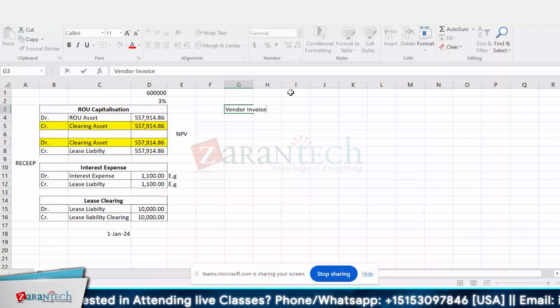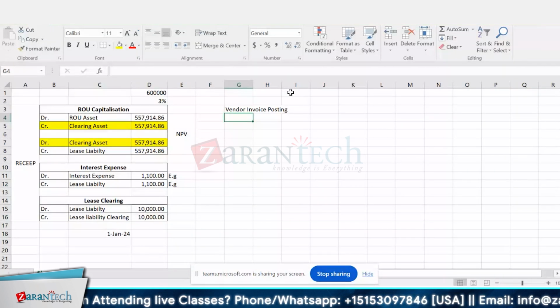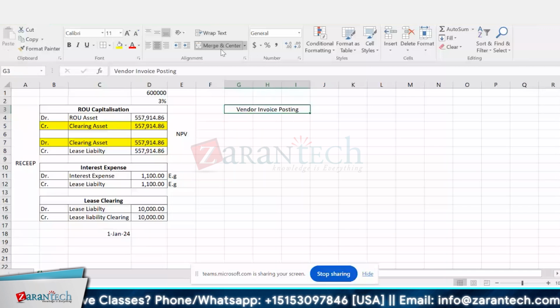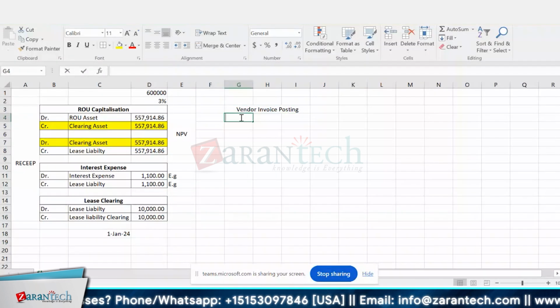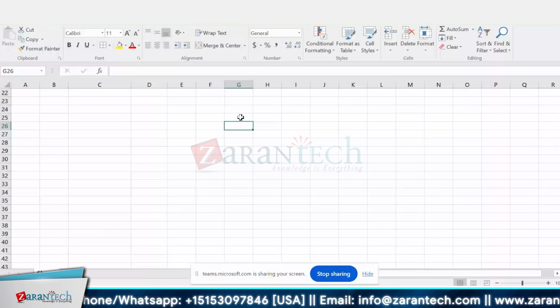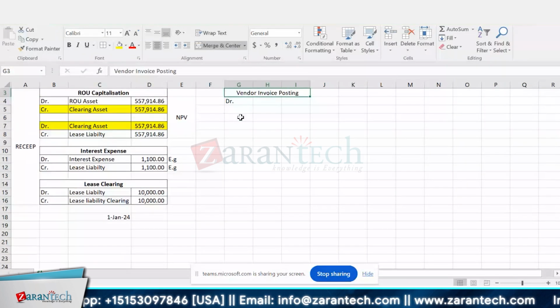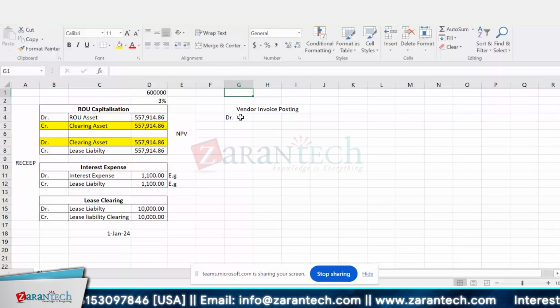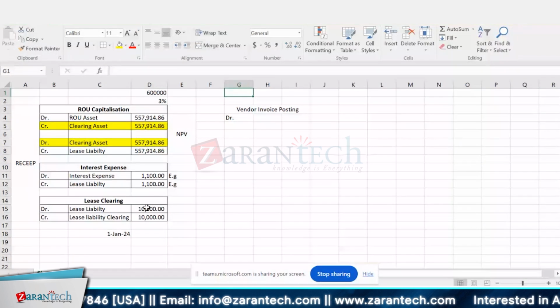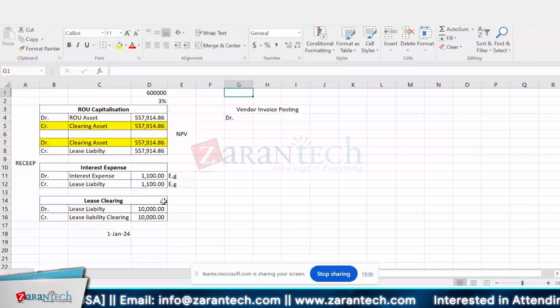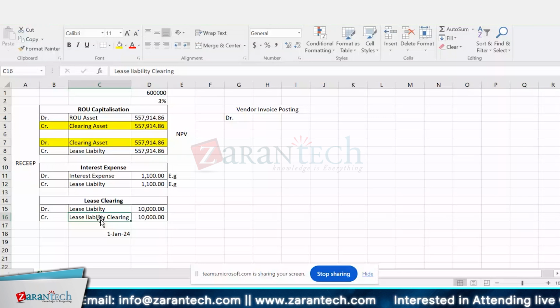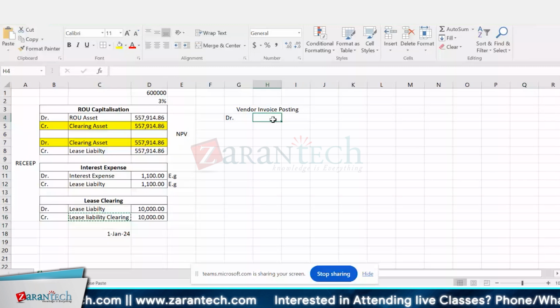If it is only vendor, then I think expense will be there. If it is not a part of this lease, then again the lease clearing account will be debited to vendor. You mean to say we'll be debiting the lease liability clearing account, and credit should be your vendor?